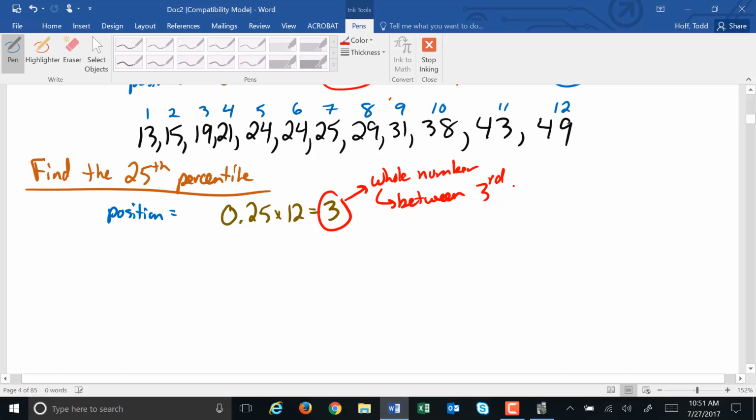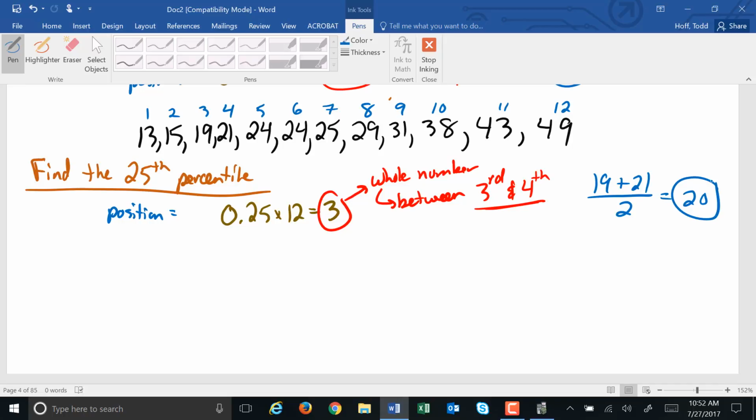Yes, it's between that position and the next one. So it'll be between the third and the fourth position. So our third position is 19. The fourth position is 21. We have to add them together and divide by 2. So the 25th percentile is 20. Notice it's not one of the numbers, it's between two of the numbers.